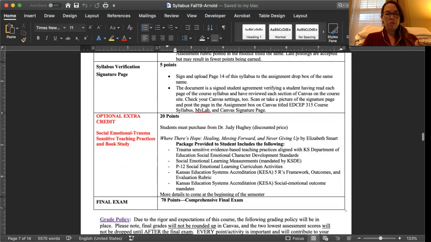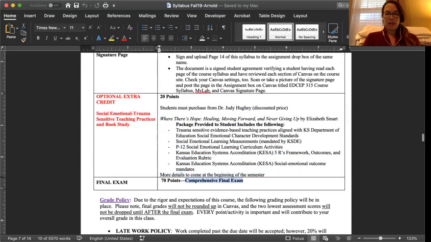And more information is going to be coming on this optional extra credit. This is the first semester we're offering it, but it is worth 20 points. You would need to purchase this book, Where There's Hope, Healing, Moving Forward, and Never Giving Up by Elizabeth Smart. You would need to purchase it from Dr. Judy Huey. I think she's saying it's $15, which is right at what Amazon would be charging for it. And then you'd get a package that includes all of this stuff right here that would go through the requirements in order to earn those 20 points. More details will be given to you guys as I get them. Right now, this is all I know about it.